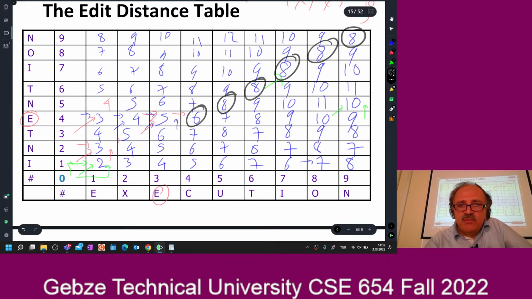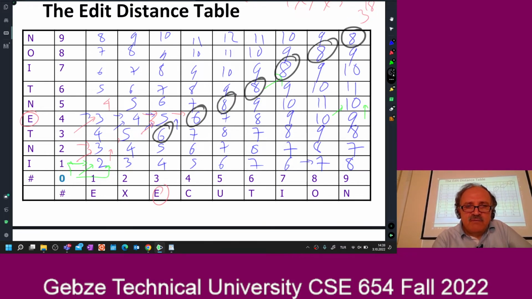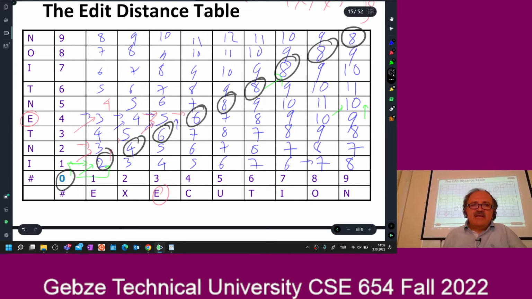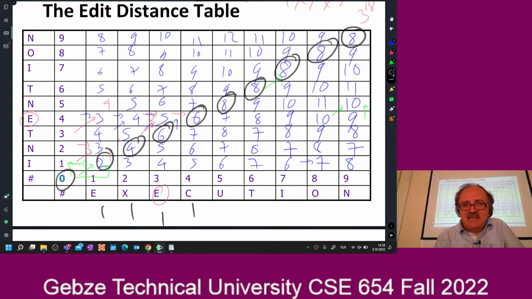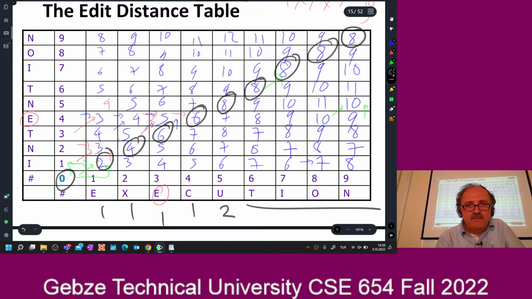Yeah. Then from here, where did I come from? I think I came from here. And here I come from 5, 5, same thing. Then here I come from here and then there. It looks like substitute, substitute, substitute. They are all substitutions, but the last 4 substitutions are free. Well, this one is cost 2.